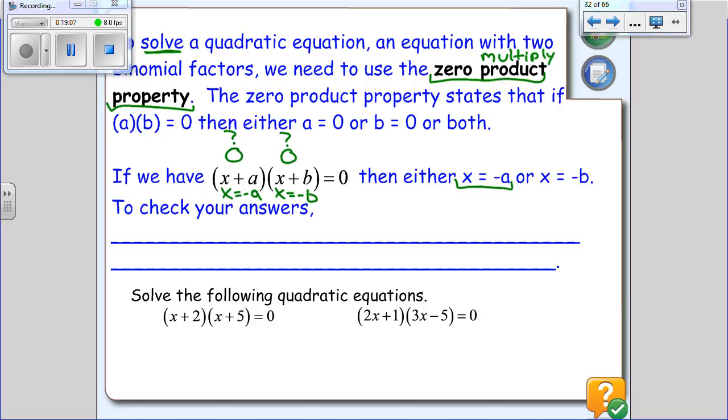Check your answers. You substitute them back. Okay, so if you want to see, did that actually work? Well, change x to equal negative a. Negative a plus a, times negative a plus b, equals 0. What's negative a plus a going to equal? 0. Negative a plus b, can I combine those? No.